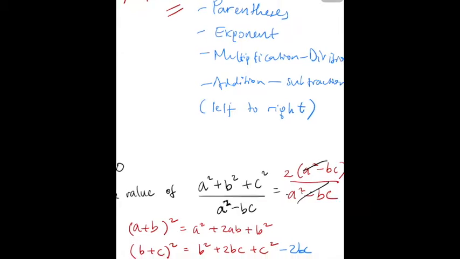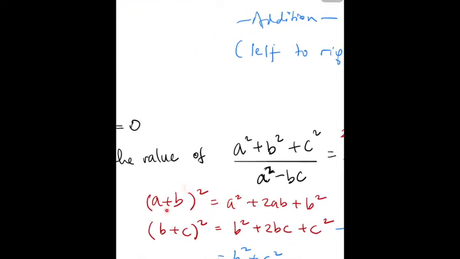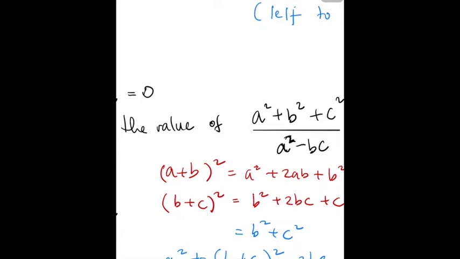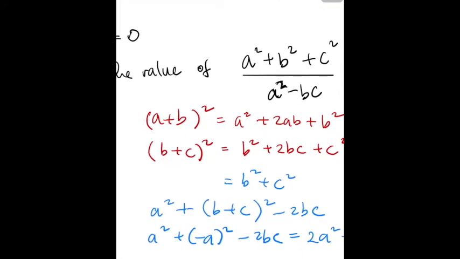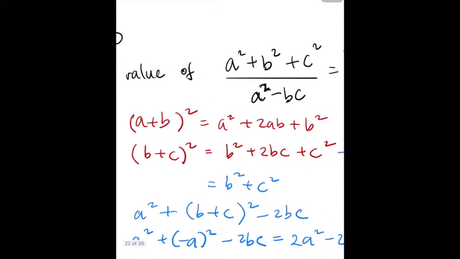If you remember, if you have a plus b squared, then you can expand it like this: a squared plus 2ab plus b squared. Similarly, if you have b plus c squared, you have b squared plus 2bc plus c squared. And if you want b squared plus c squared in terms of our case here, we can make it b plus c squared minus 2bc. You can input a squared plus b plus c squared minus 2bc.